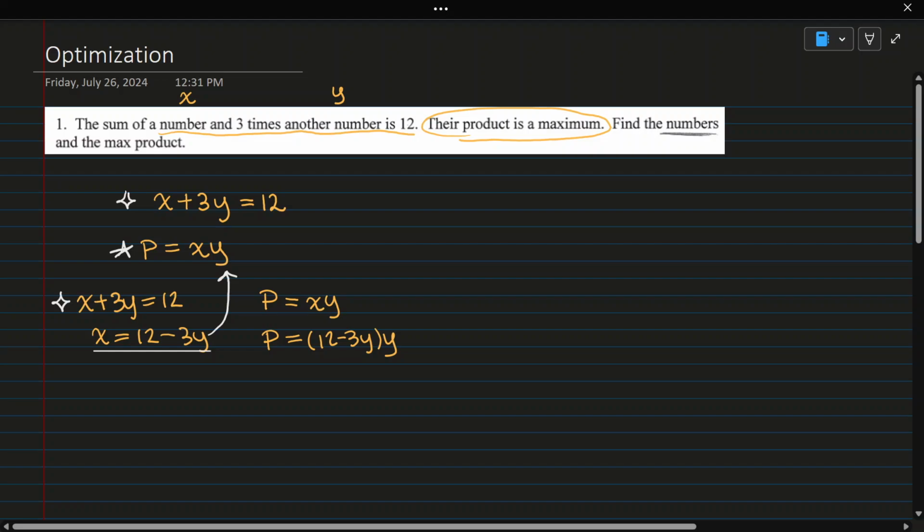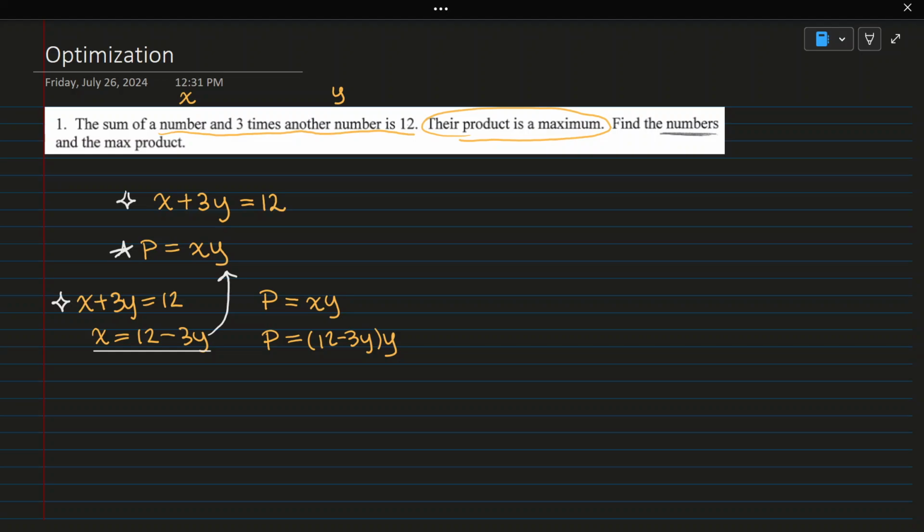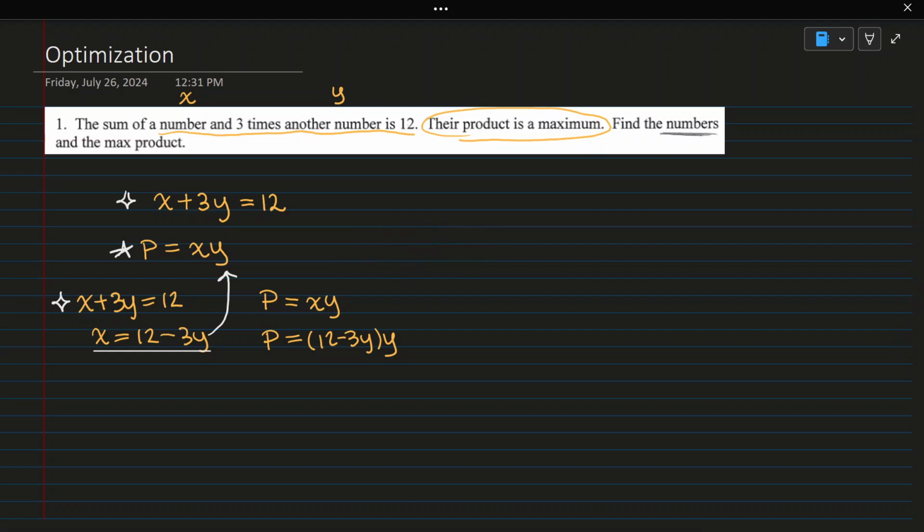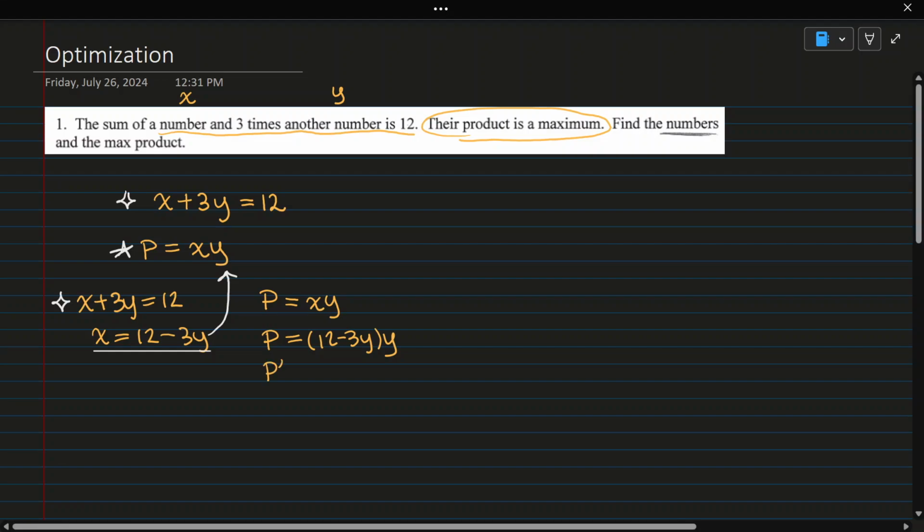Now remember, p is what we're trying to maximize. So a function, for example p, has a maximum or a minimum when its derivative is equal to 0. We know that from Calculus 1 knowledge. If our function has a maximum, it looks like this, and its derivative is 0 at the maximum point, or if it has a minimum, its derivative is 0 at the minimum point. So we want to take the derivative of this p and set it equal to 0.